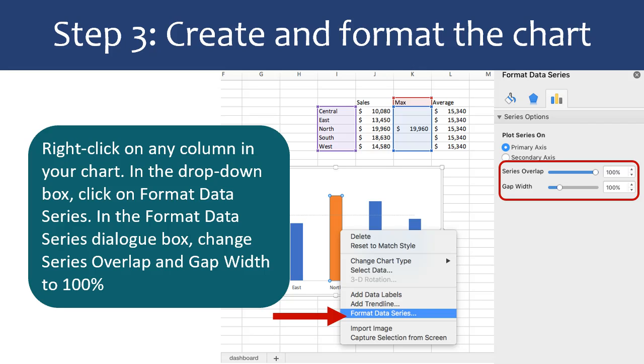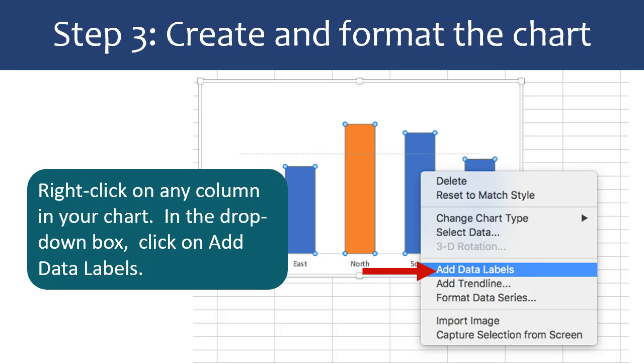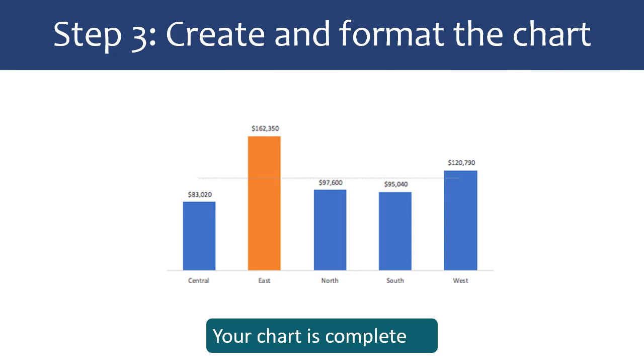Right-click on any column in your chart. In the drop-down box, click on Format Data Series. In the Format Data Series dialog box, change the series overlap and gap width to 100%. Right-click on any column in your chart. In the drop-down box, click on Add Data Labels. Your chart is complete. The dotted line represents the average sales, while the orange bar serves to draw attention to the maximum amount of sales.